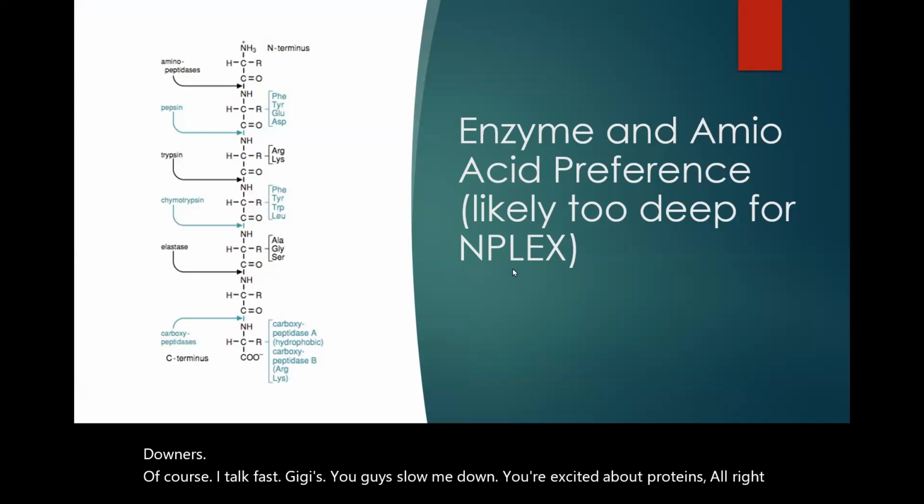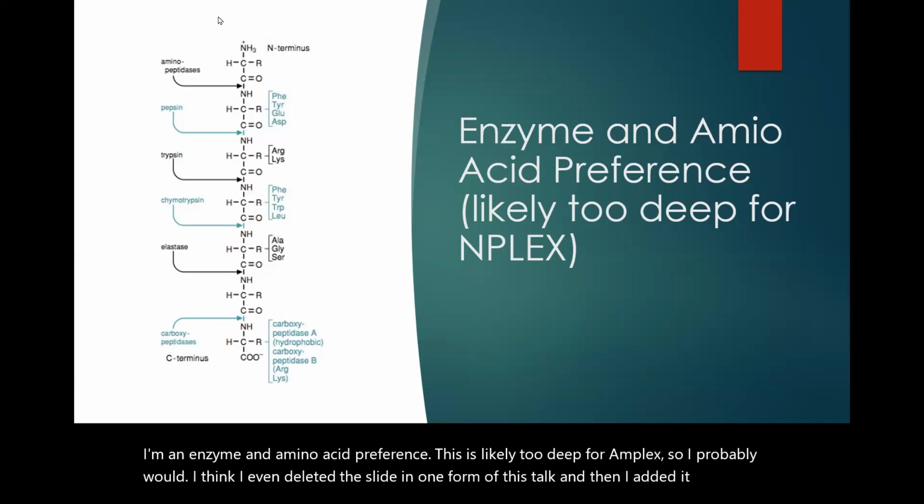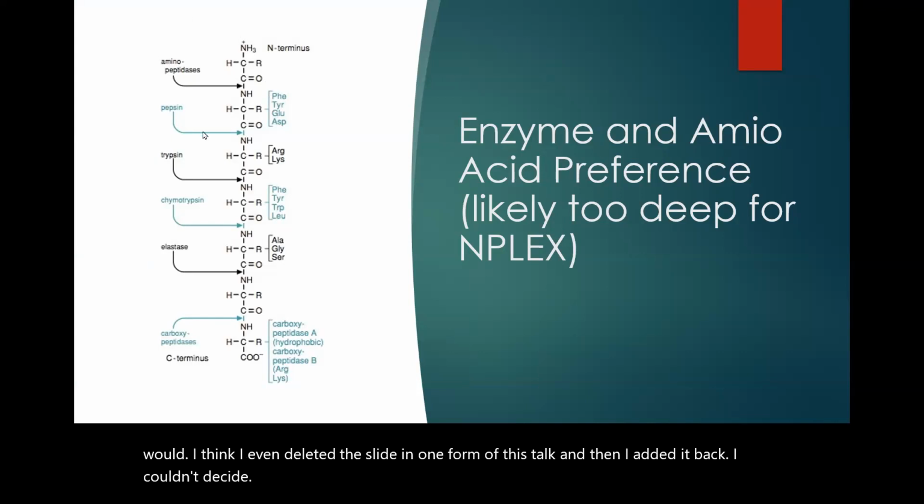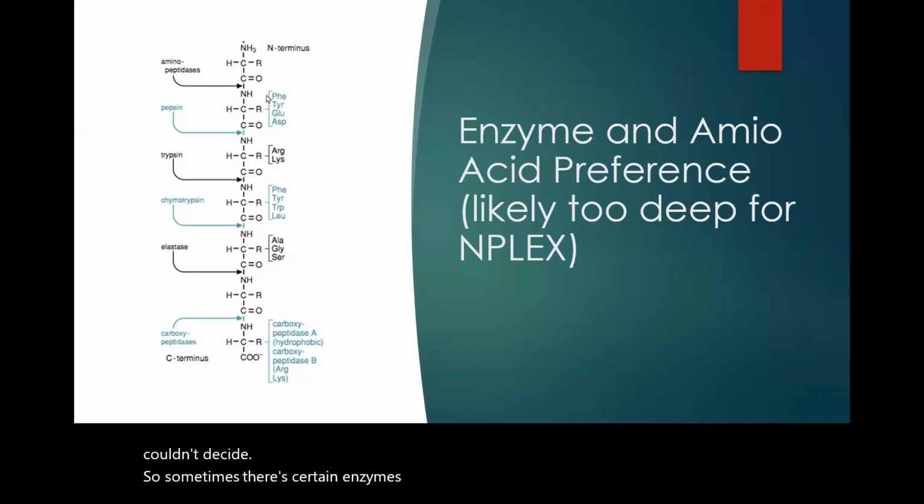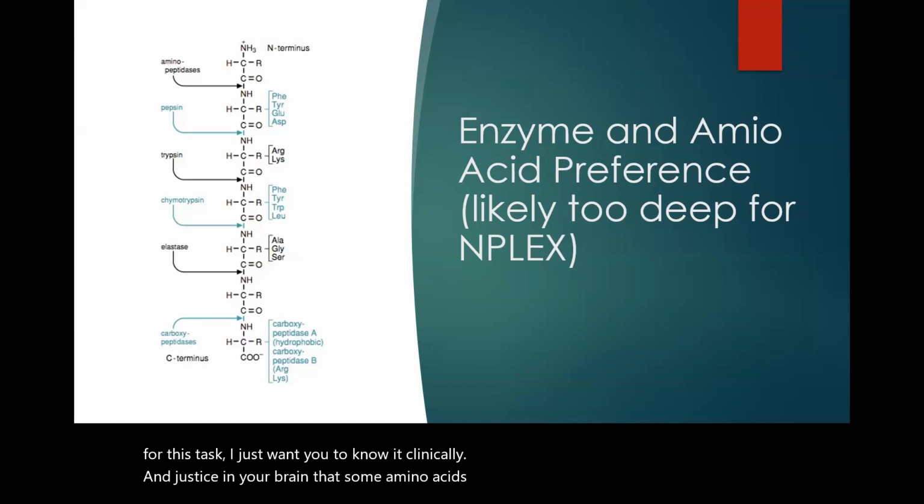Enzyme and amino acid preference. This is likely too deep for NPLEX. I think I even deleted the slide in one form of this talk and then added it back. I couldn't decide. Sometimes certain enzymes have a preference for specific amino acids where they'll target or cut the actual peptide itself. I would not waste your time memorizing it for this test. I just want you to know it clinically and just in your brain that some amino acids have preferences for trypsin, some for chymotrypsin, some for pepsin.